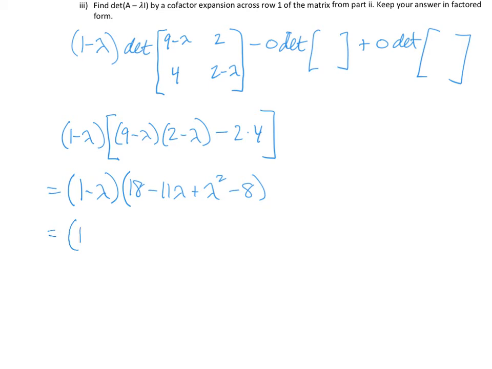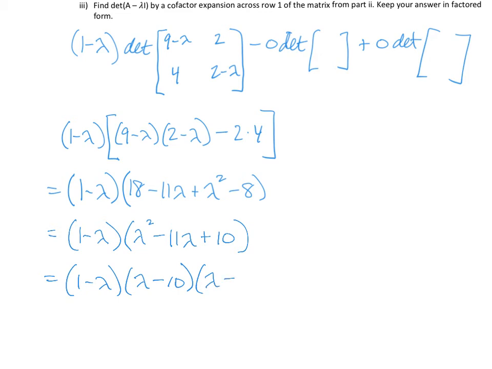Simplify the bigger parentheses. So I have lambda squared minus 11 lambda. 18 minus 8 is 10, which I believe will factor. So this is going to be 1 minus lambda times lambda minus 10 times lambda minus 1.